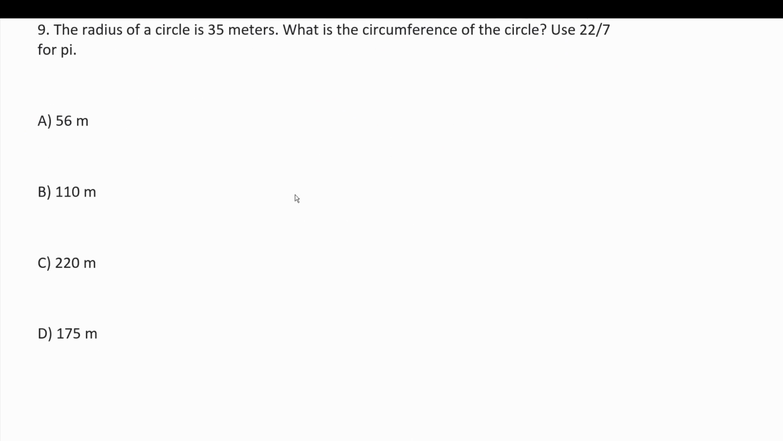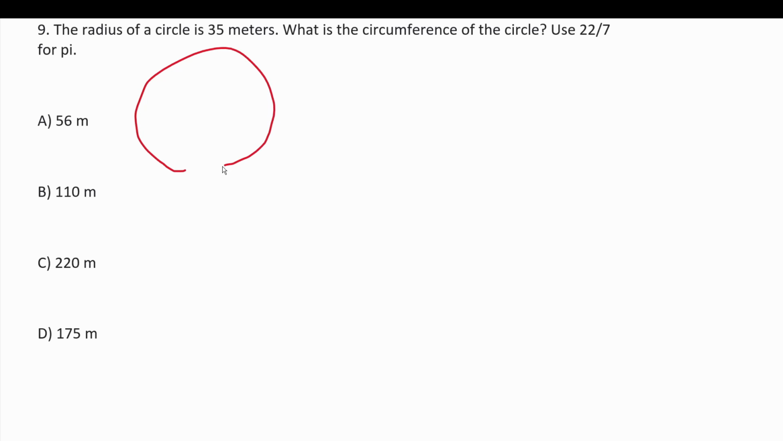Number 9 says the radius of a circle is 35 meters. What is the circumference of the circle? Use 22 over 7 for pi. So on the ASVAB, you're going to either approximate pi as 3.14, or if the problem specifies, you're going to use 22 over 7. But that said, let's draw a little diagram to see what's going on here.